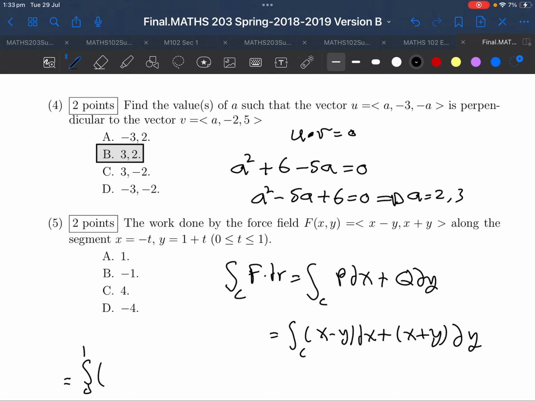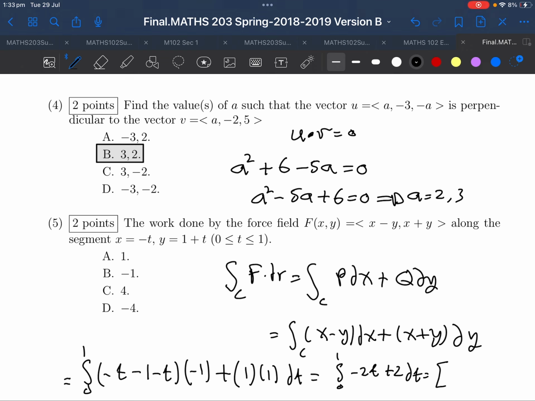So the integral will be from 0 to 1. And instead of x, you write minus t. And instead of y, you write 1 plus t. Derivative of x is negative 1. Now, if you add them, this is just 1. Derivative of y, again 1 dt. Which will be the integral from 0 to 1 of minus 2t plus 2, which will be minus t squared plus 2t. Substitute from 0 to 1, the answer would be 1, which is this one.